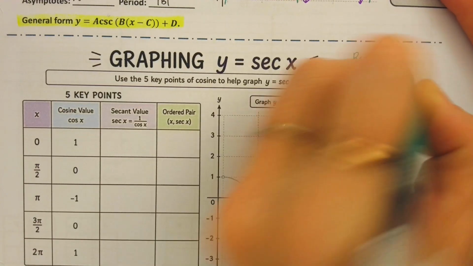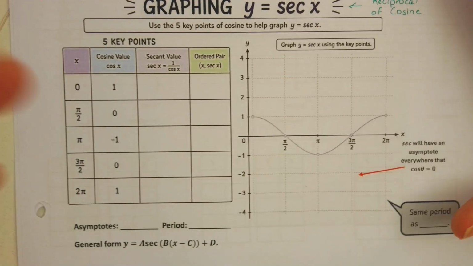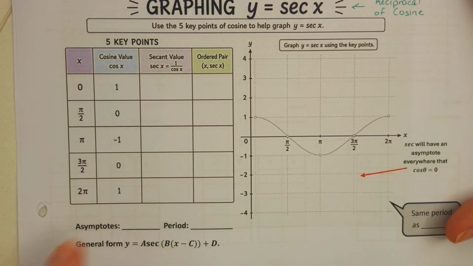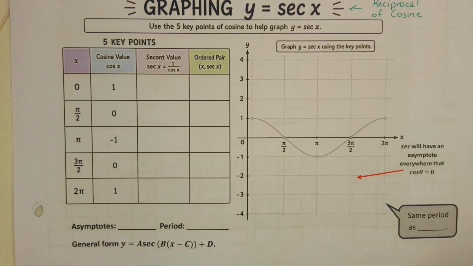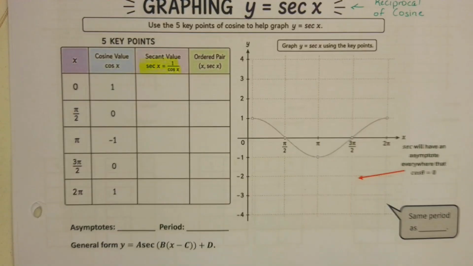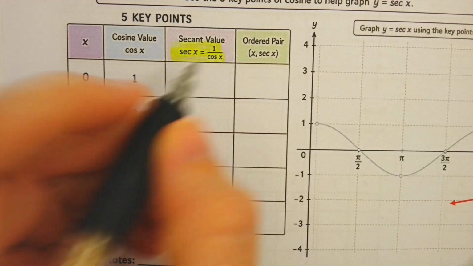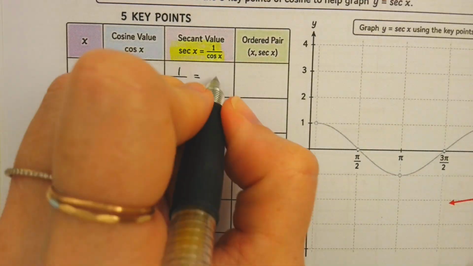So I'm using the same key points that I would for cosine, which are the same key points that I would use for sine at 0 to 2 pi, counting by pi over 2's. And I also already wrote in the cosine values, and then we're going to use those cosine values to find the secant values, which the secant would just be 1 over the cosine value. So starting at the first one, if I do 1 over the cosine value of 1, that would be 1.